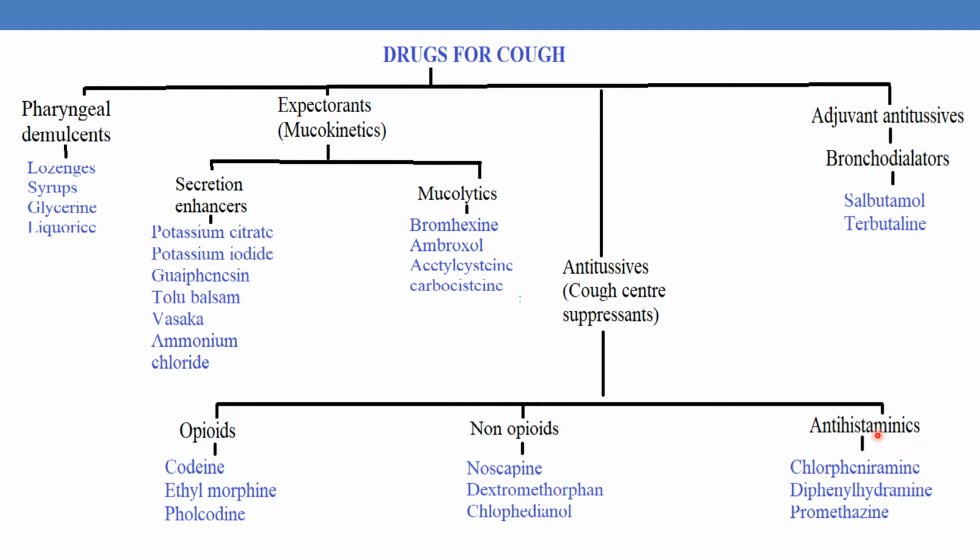To be more precise, the antihistamines can be used as adjuvants because they don't have the direct suppressant effect on the cough center. Now coming to adjuvant antitussives, they are bronchodilators. Examples are salbutamol and terbutaline. These are the various drugs for cough.